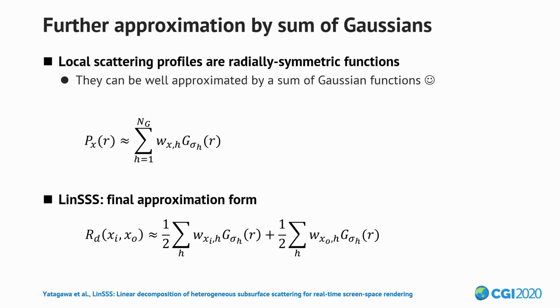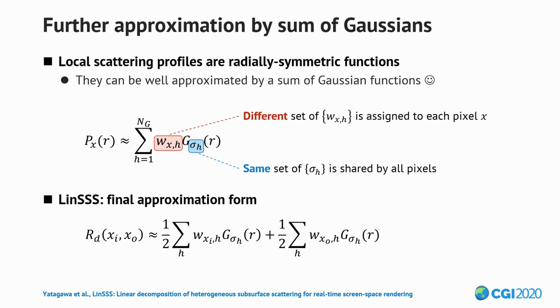Furthermore, each local scattering profile is a radially-symmetric function, therefore we approximate each local scattering profile using a sum of Gaussian functions. In our formulation, the weights for the Gaussian functions are different for each position, and the sigmas for the Gaussian functions are the same for every position. Now, the final approximation form of LinSSS is shown in the bottom. As you can see, this form is a linear combination of only Gaussian functions.